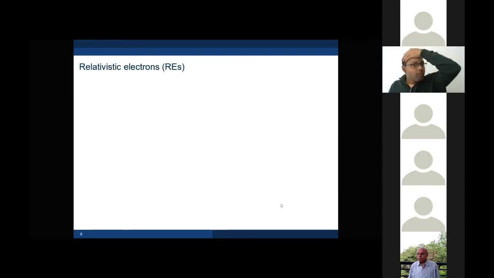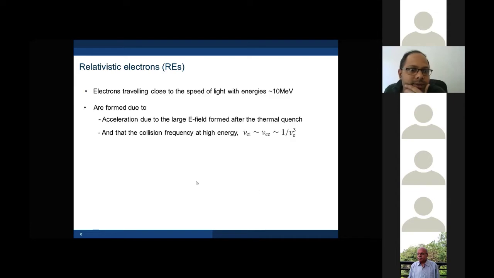So one more effect of this disruption is called relativistic electrons. These are electrons that travel close to the speed of light with energies of the order of tens of mega electron volts. Now, why are these formed? When the plasma cools down, as I said, the resistivity increases. This means that from Ohm's law, we have a large electric field compared to what it was when the plasma was hot. And this electric field can accelerate charged particles. The ions are much heavier, the electrons are accelerated more effectively.